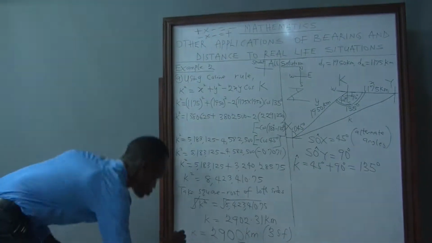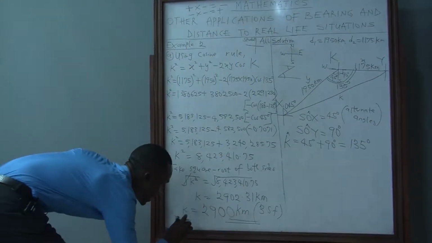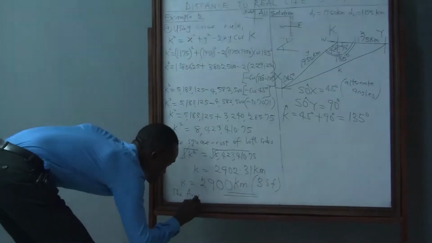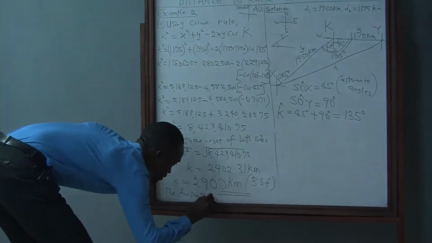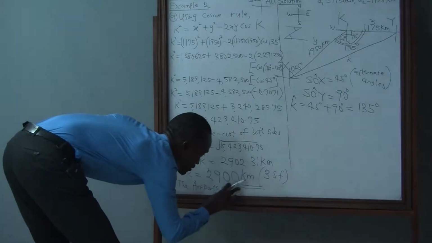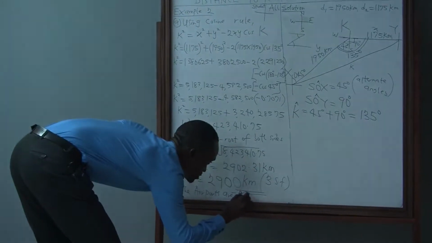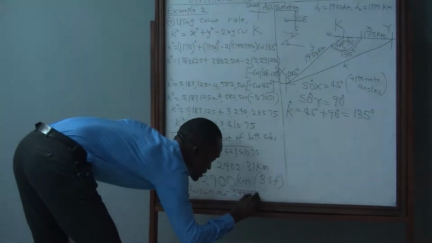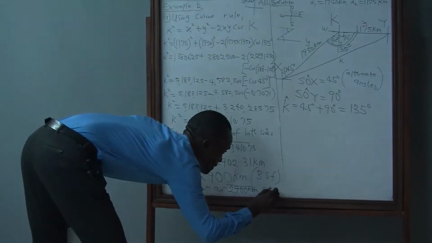So therefore, we can conclude that the airports are 2,900 kilometers apart.